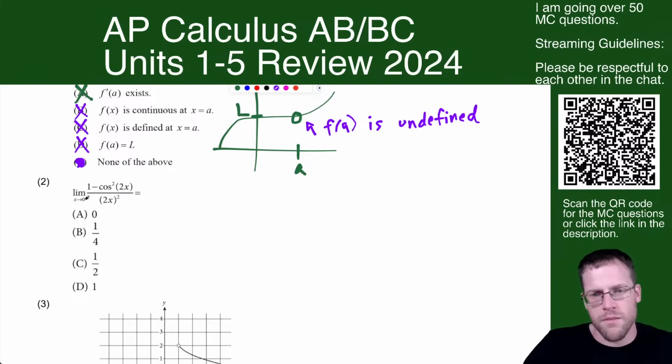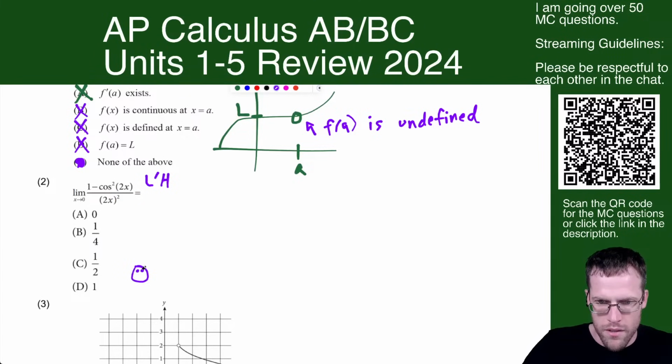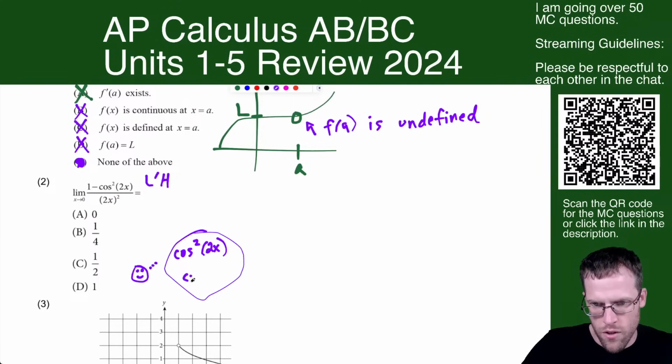So, limit as x approaches 0 of 1 minus cosine squared 2x over 2x squared. For this one, honestly, I'm just going to use L'Hopital's rule. For this one, we just have to be very comfortable with derivatives, in this case specifically the chain rule. So if I derive this piece here on top, I have three functions here. When I look at cosine squared of 2x, I think of this as cosine of 2x, but then all of this squared.